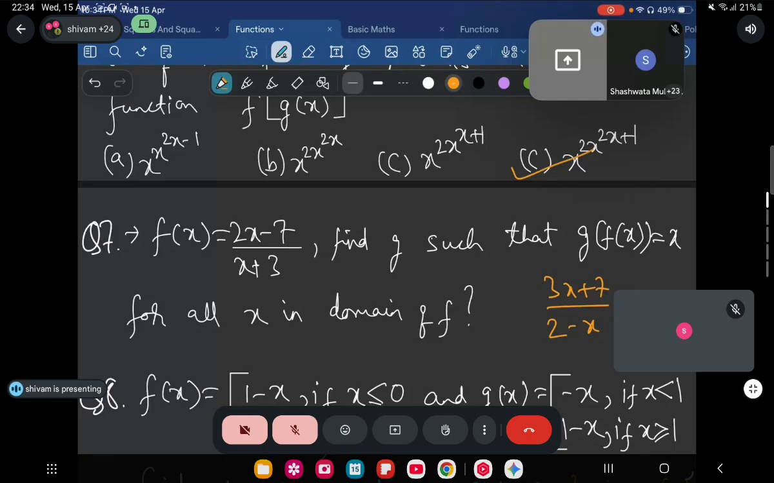F of x is given, find g such that g of f of x is equal to x for all x in the domain of f. We need to find out g. Let us start. Number 7.